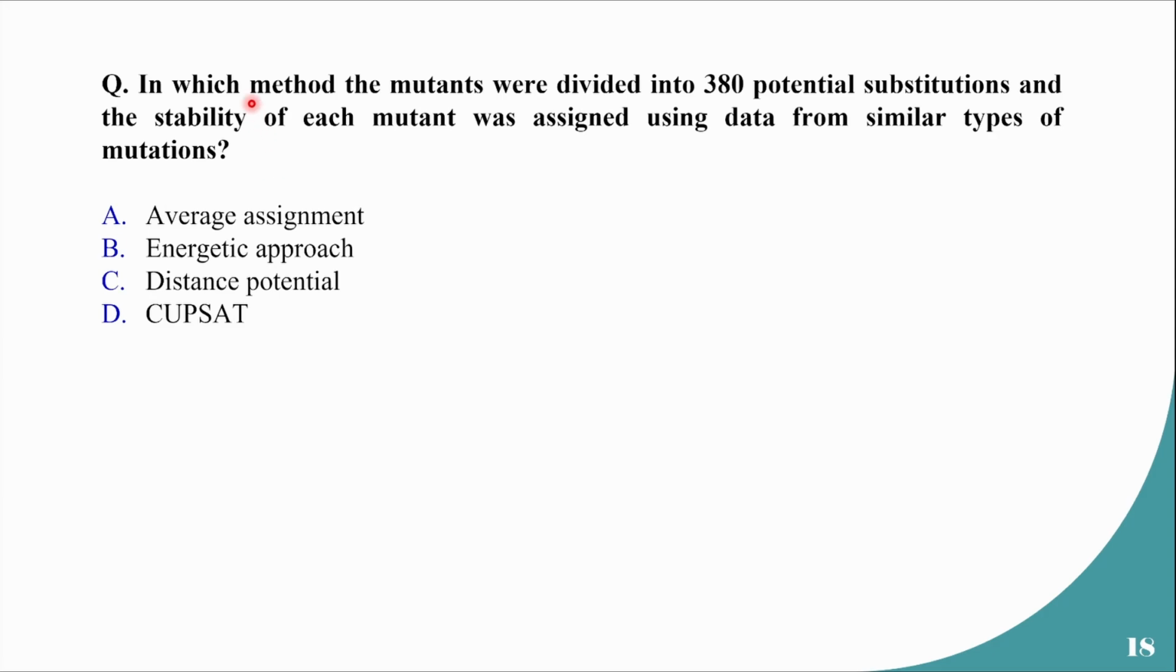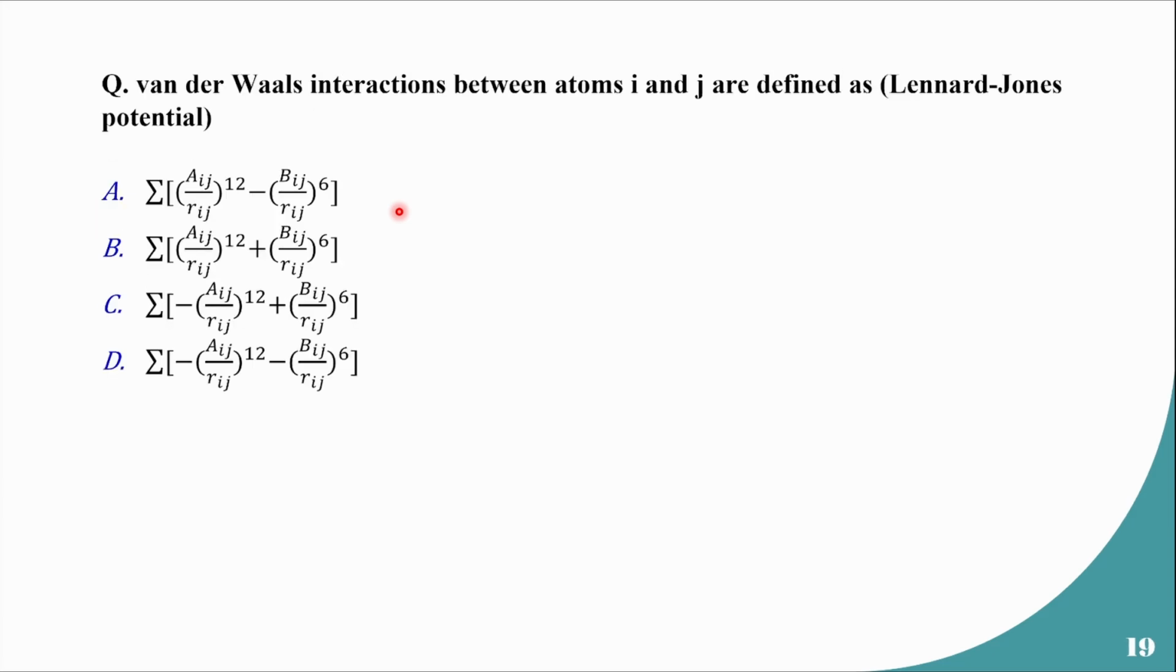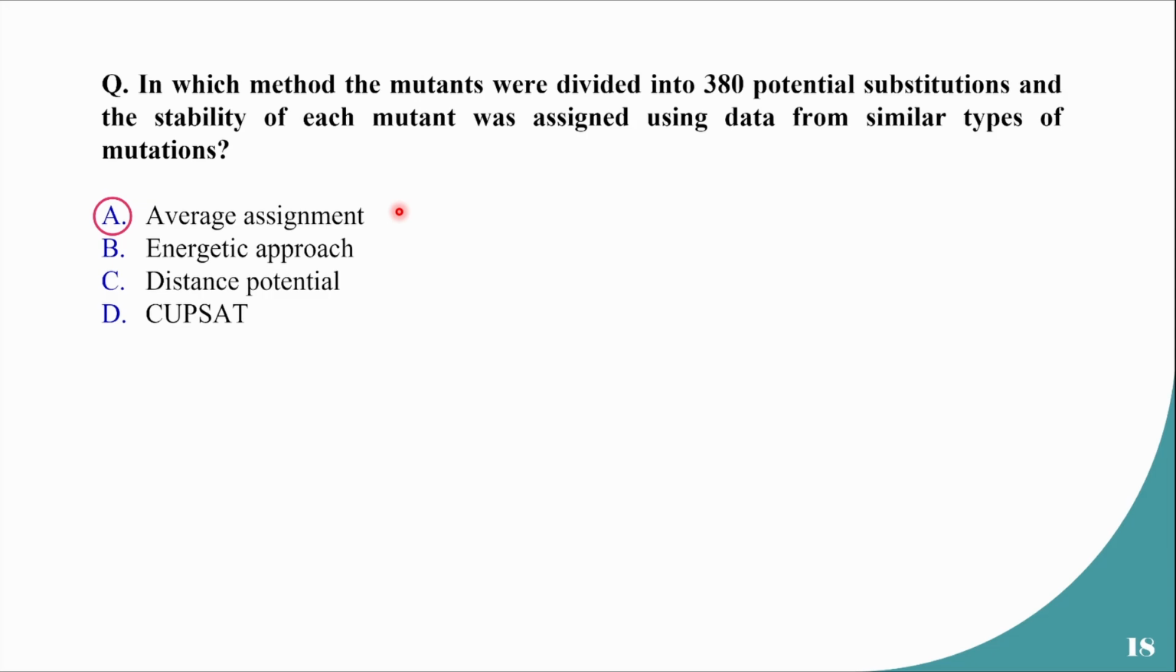So we just talked about this on another slide, right? In this method, the mutants were divided into 380 potential substitutions, which, if you remember, we talked about as 380 bins, right? A particular pair of substitutions was considered as a particular bin where we can put all of the data points that we gather. And that was basically the average assignment method. So it was kind of the same question. I think that was the set of questions that I had.